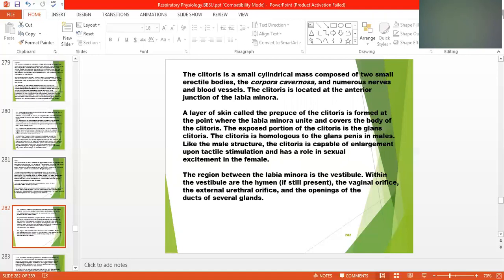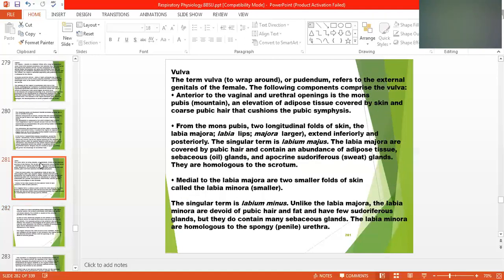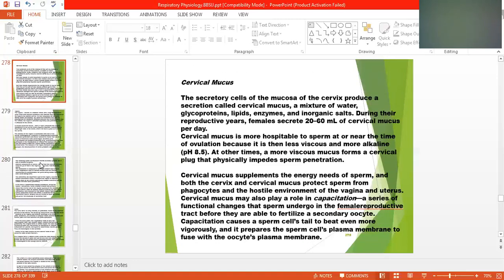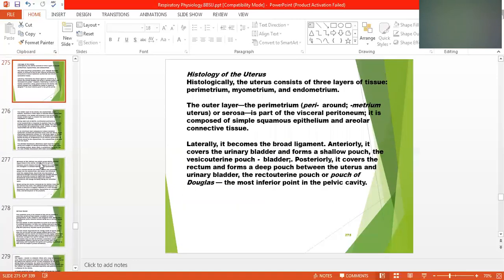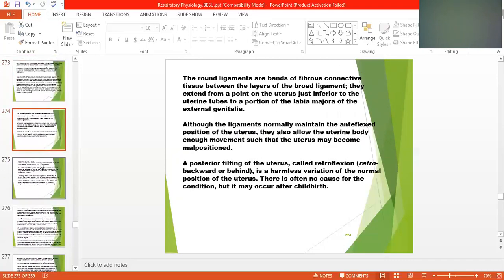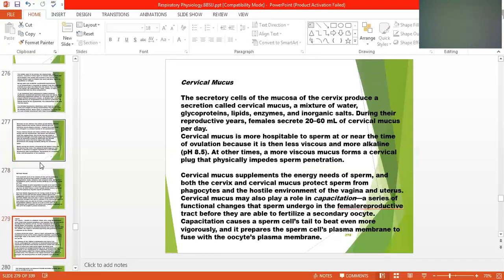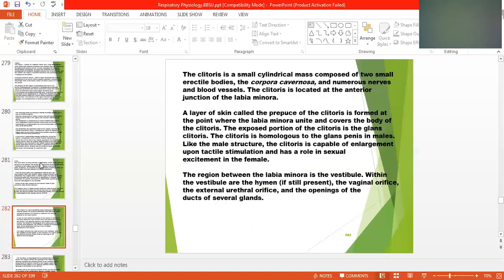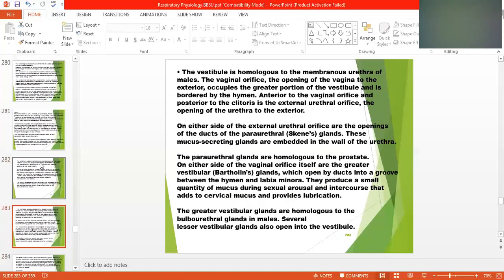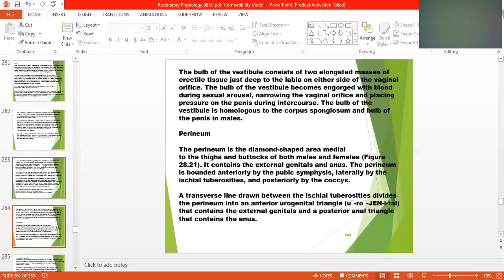So up till now we have seen the uterus, vulva, vagina, cervix, and histology of the uterus. So these are the female organs which help in delivery and urination and give a passage for the sperm.